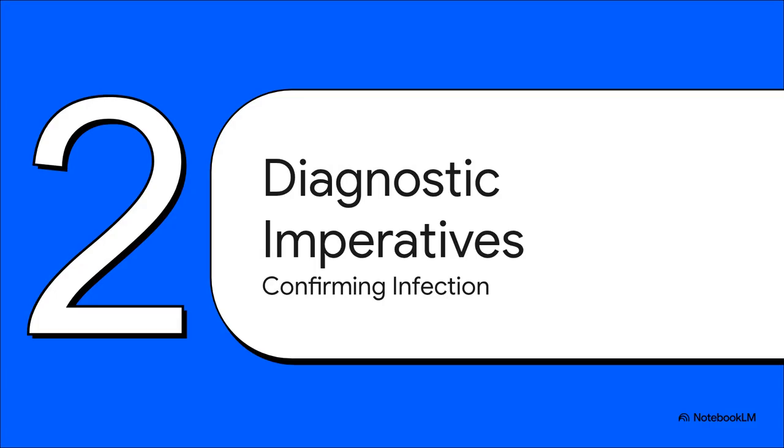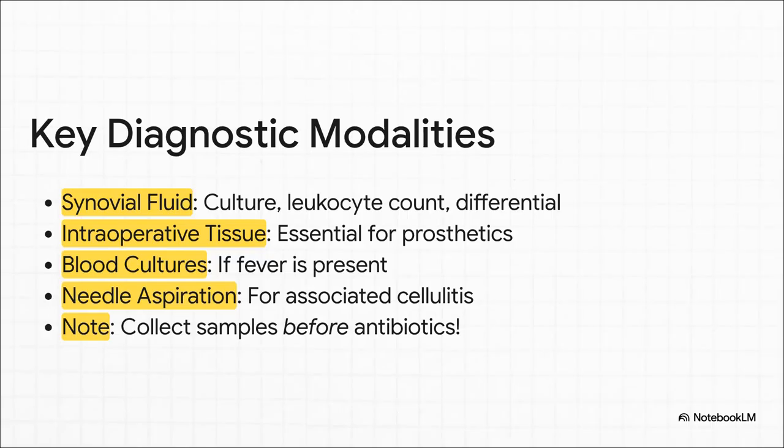Okay, so you've got a strong clinical suspicion. Now what? Let's move on to the diagnostics. This is where we turn that suspicion into solid microbiological proof. Getting the diagnosis right really hinges on being meticulous with your lab work. Synovial fluid analysis, that's your bread and butter, the absolute gold standard. And if you're dealing with a prosthetic joint, getting those intraoperative tissue samples is non-negotiable.